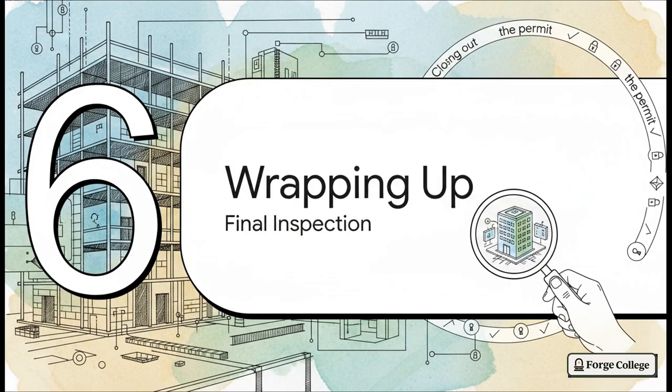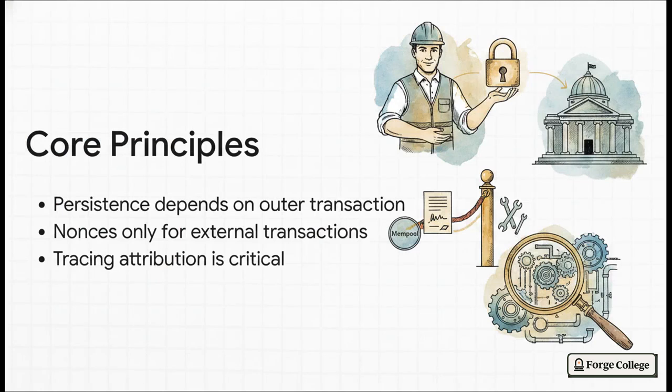Section 6. Wrapping up with our final inspection. So, looking back at our site inspection, 3 core principles really stand out for how Ethereum state becomes durable. Principle 1. Persistence is strictly governed by the outer transaction success. The general contractor rules the commit boundary. Principle 2. Nonces in the mempool apply only to externally signed transactions. You are never going to see a subcontractor queuing up in the mempool.